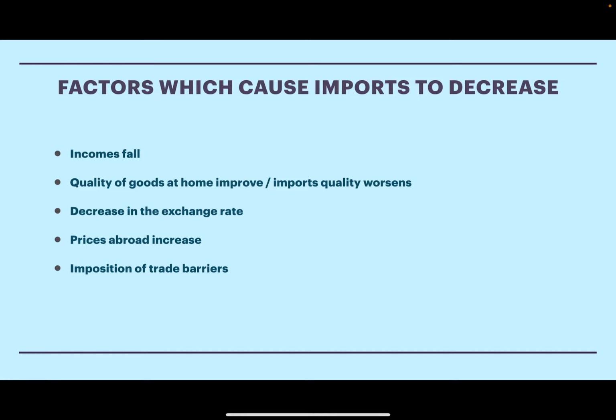Imposition of trade barriers. So if they put trade barriers on us, so if they put taxes on our goods, so let's suppose Europe starts putting taxes on UK goods, that's going to make our goods more expensive. But if we do the same to them, that's going to make their goods more expensive to us, and that's going to reduce demand for imports because their goods now have a tax on. Likely our goods will have a tax on them as well, so it works both ways.